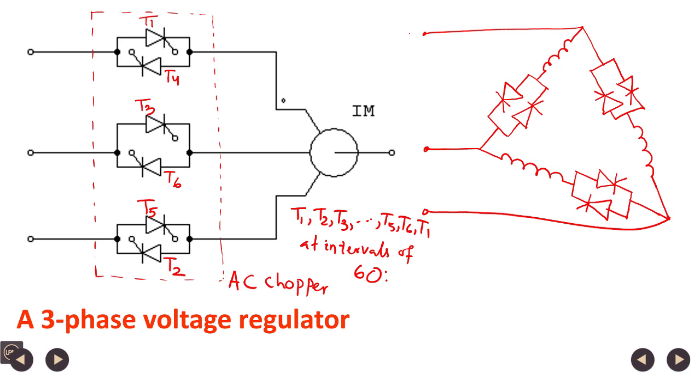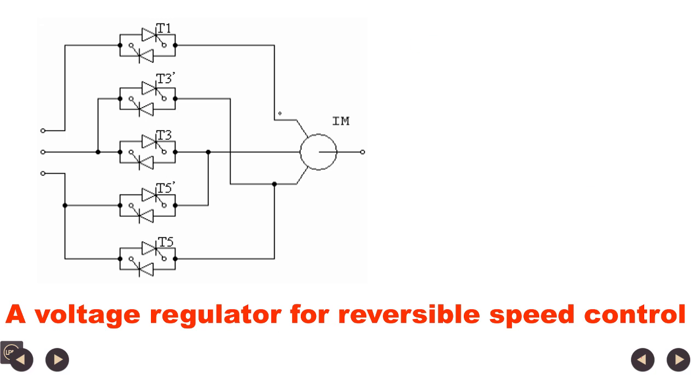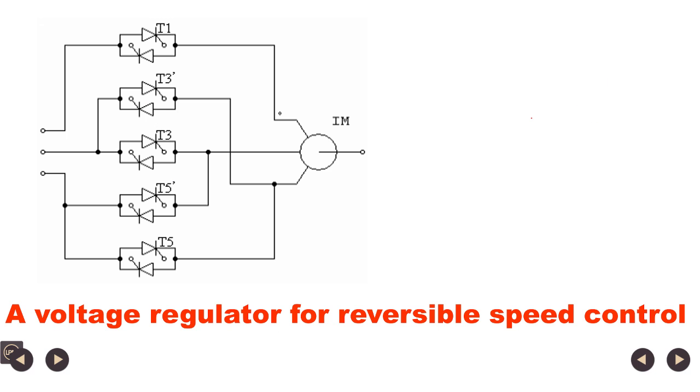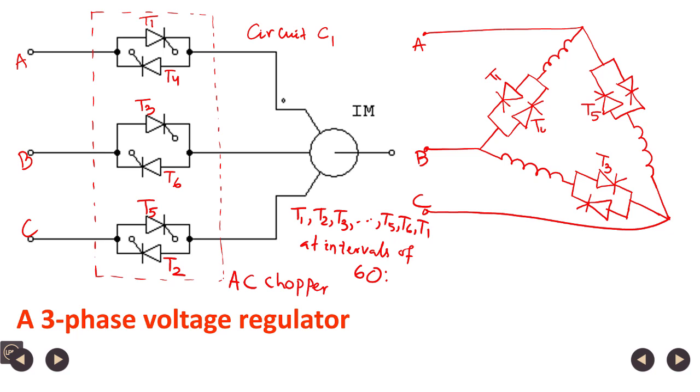Say 3-phase, here 3 phases are A, B and C. This is circuit C1, and here 3 phases are A, B and C, and here this is T1, this is T3, this is T5, this is T4, this is T6 and this is T2. So, this is voltage controller circuit C2.